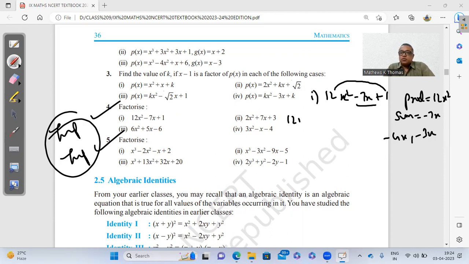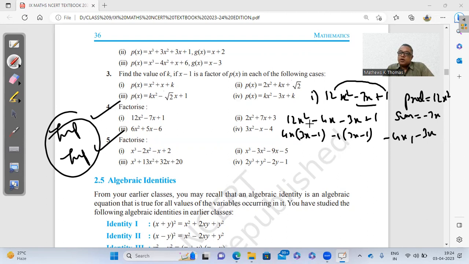So what I need to do is 12x square, I'm going to write here minus 4x minus 3x plus 1. Now 4x common, 3x minus 1. Minus 1 common, 3x minus 1. So if my factorization is correct, my bracket should be same. If you have done something wrong, these brackets will go wrong, right? So first and last term will remain as it is. That is why it's called splitting the middle term. Only minus 7 we are replacing with minus 4 and minus 3.